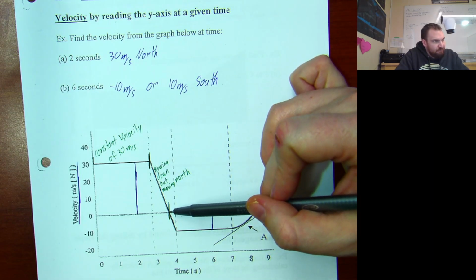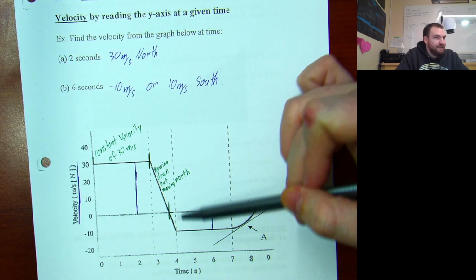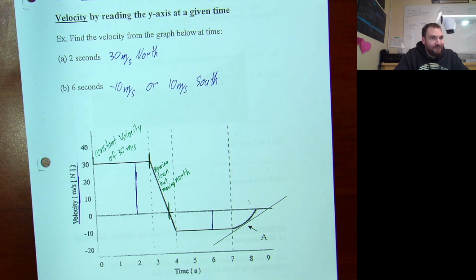Well, that's interesting. That suggests something, a relationship that might exist between velocity time graphs and slopes of lines. And we'll find out more tomorrow.